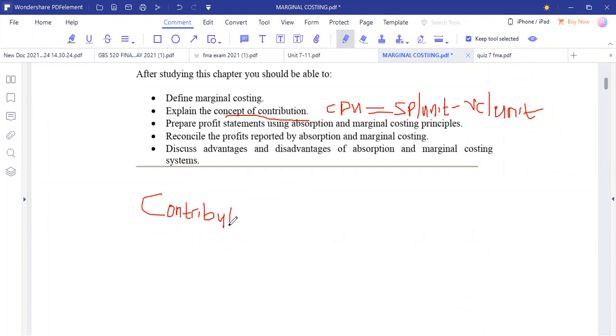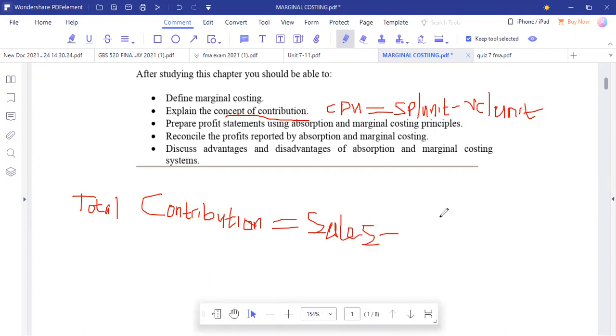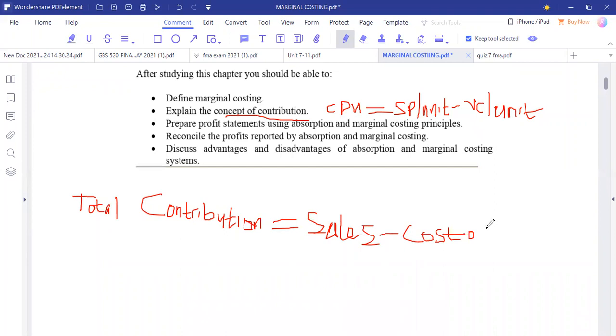So we can even say total contribution is equal to sales, which is the total sales, minus the cost of sales. So this is about how we get cost of sales.